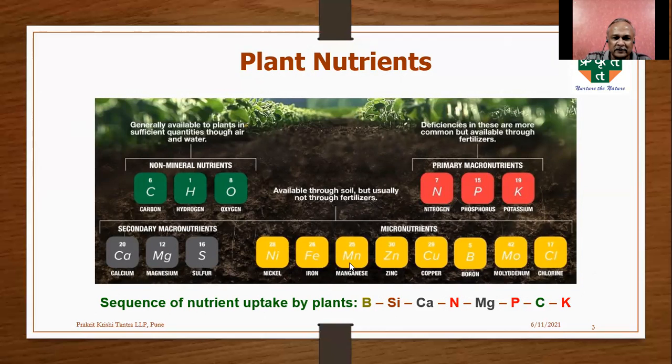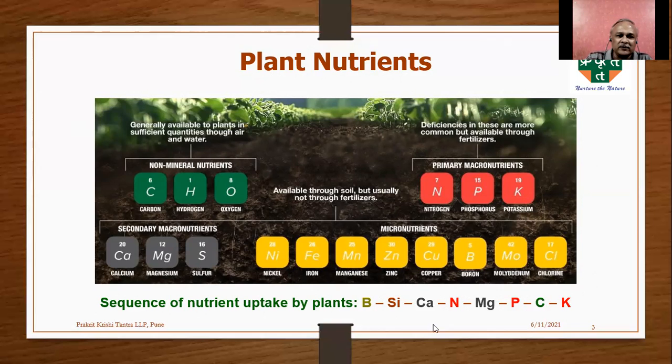And then there is the list of micronutrients, like nickel, iron, manganese, zinc, copper, boron, molybdenum, and chlorine. Out of that, these six, iron, manganese, zinc, copper, boron, and molybdenum, are important. Nickel and chlorine, and sodium also, are required, and there are many other elements as well. But these six in the center, excluding nickel and chlorine, are very important, and they determine the plant's health. How they determine it will come in this session and the following slides.